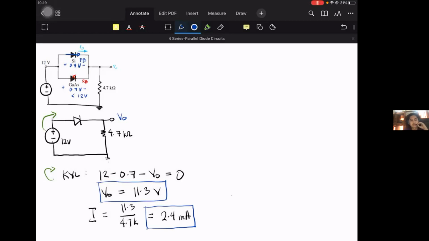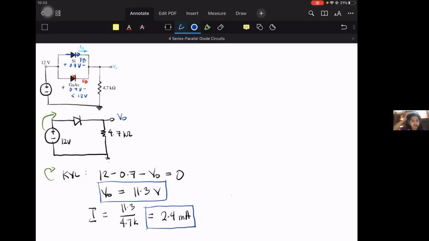Sure, no problem. What do you mean? If the gallium is on top and the silicon is at the bottom, it doesn't matter. As long as they are purely parallel, the arrangement doesn't matter. Okay, sir, thank you. Last question, sir.